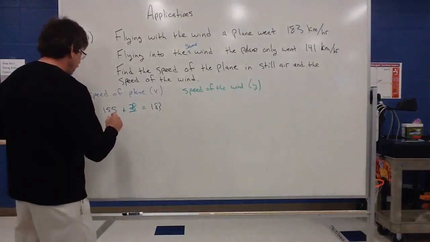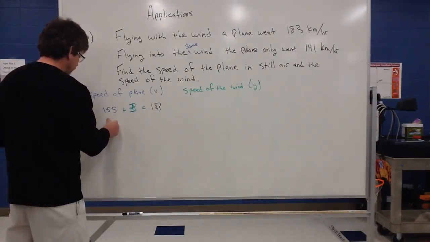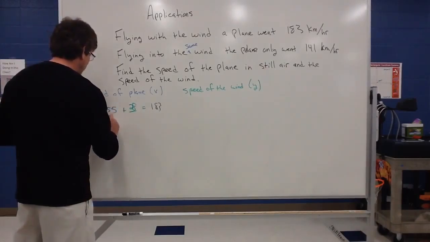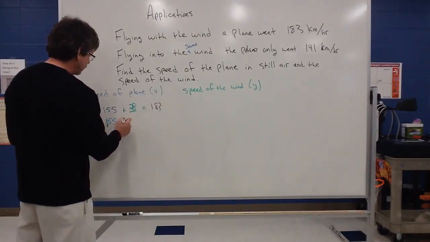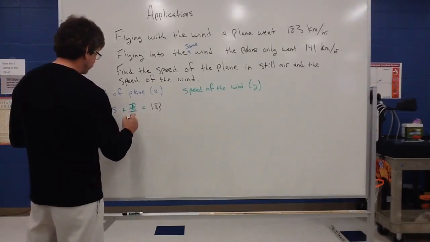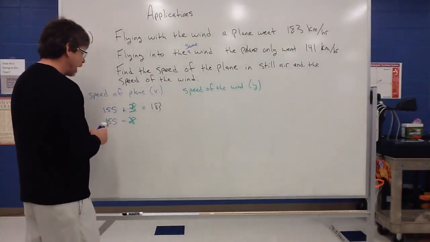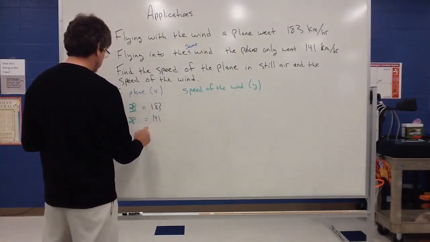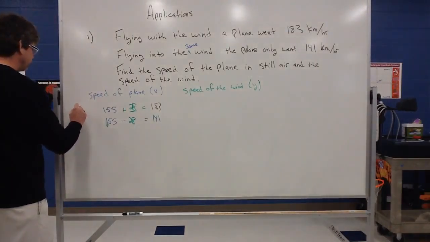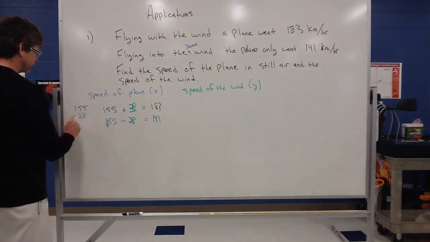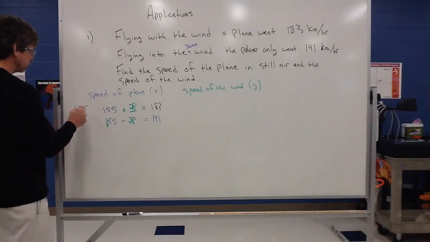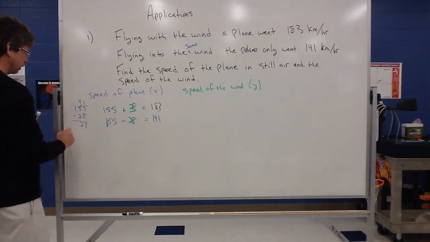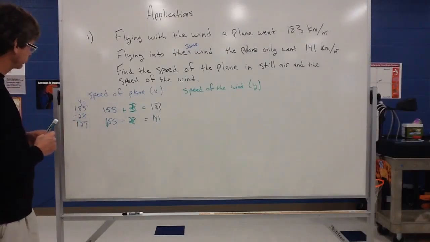In other words, if I was going 155, let me put that in blue again, 155 minus this 28, if you will, that would have to give me 141. I don't think that's happening. 155 take away 28. So I'm picking up on kind of a borrow. It looks like that's 127.